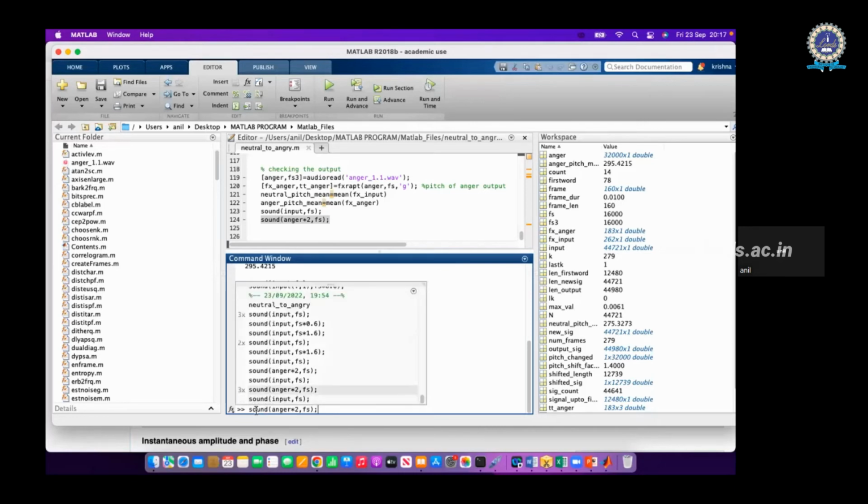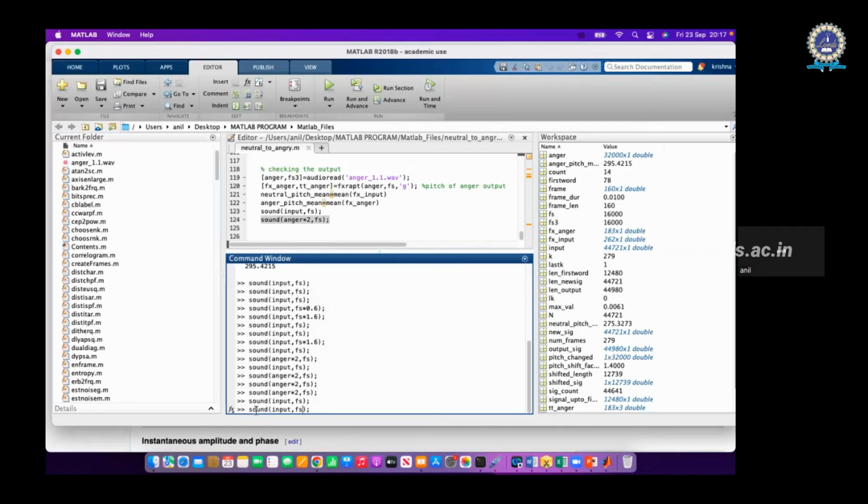So what I did, I changed the pitch. I increased the pitch. So what happened because of that? I increased the sampling rate. Because of that, what happened? My pitch increased, so the female became kind of more childish.